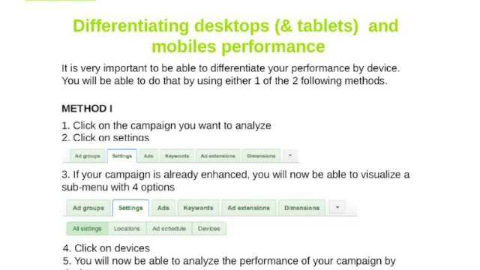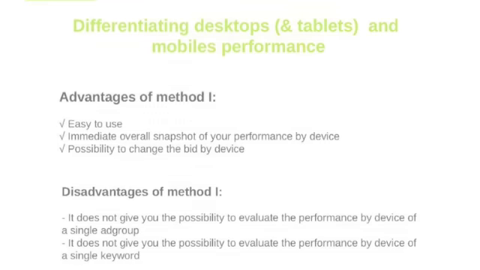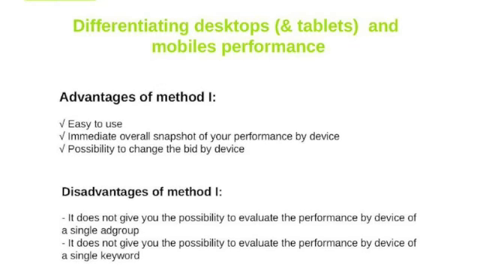Then you can click on devices, and you will have a breakdown with your performance. So this method is really good because it's easy to use. It gives you an immediate snapshot of your account, and you can actually change the bid by device right there.